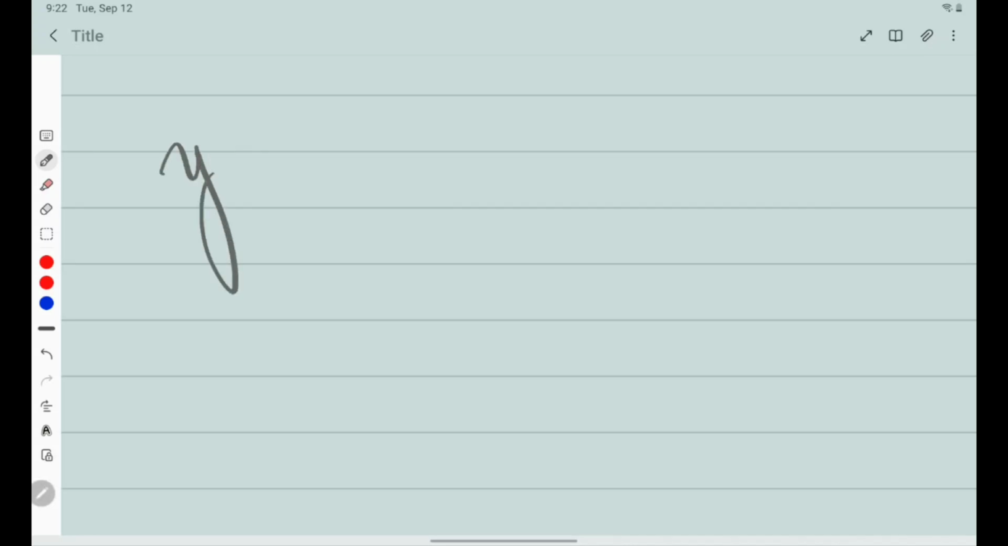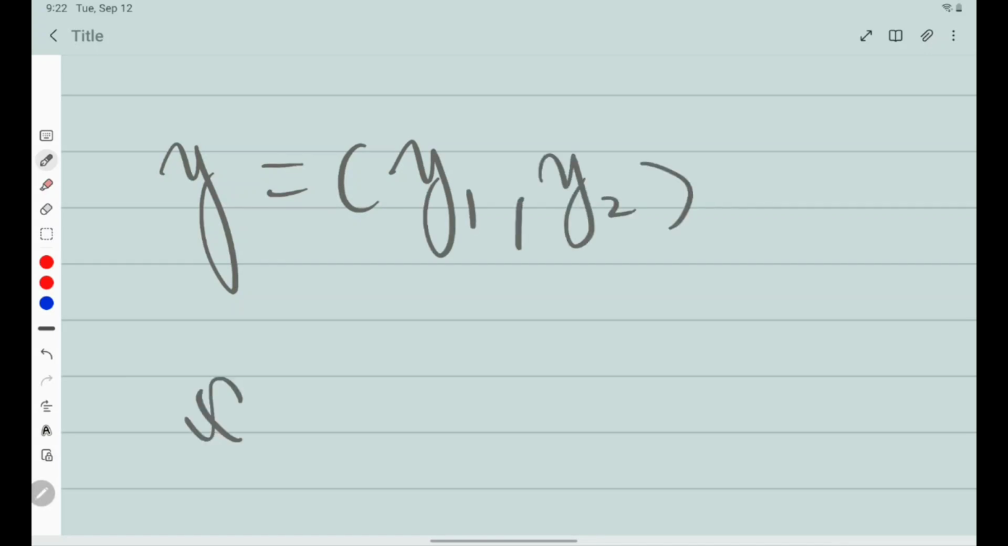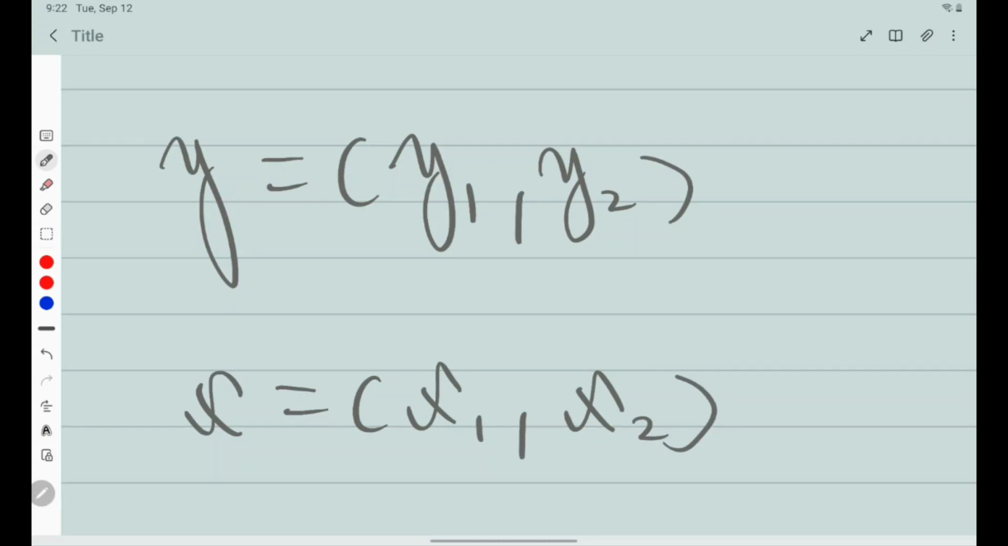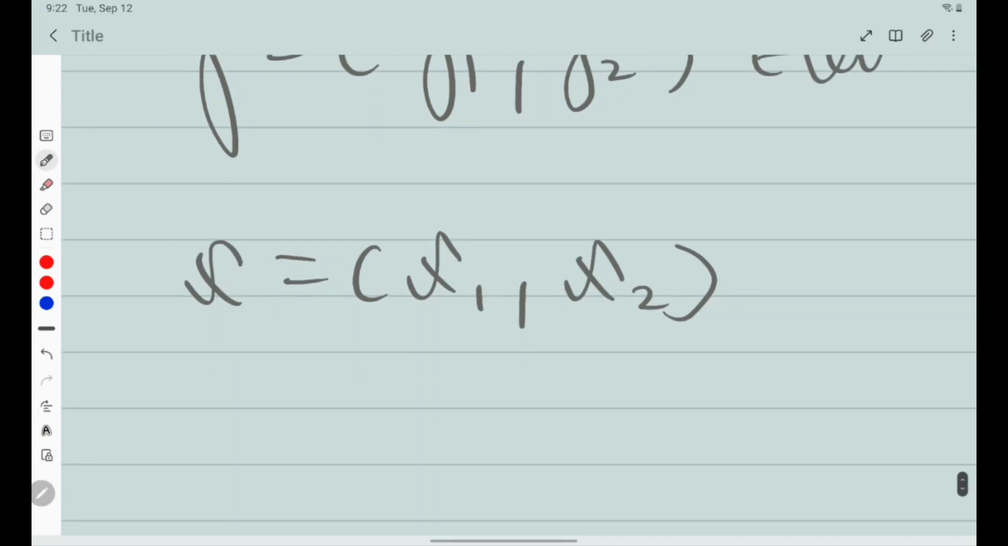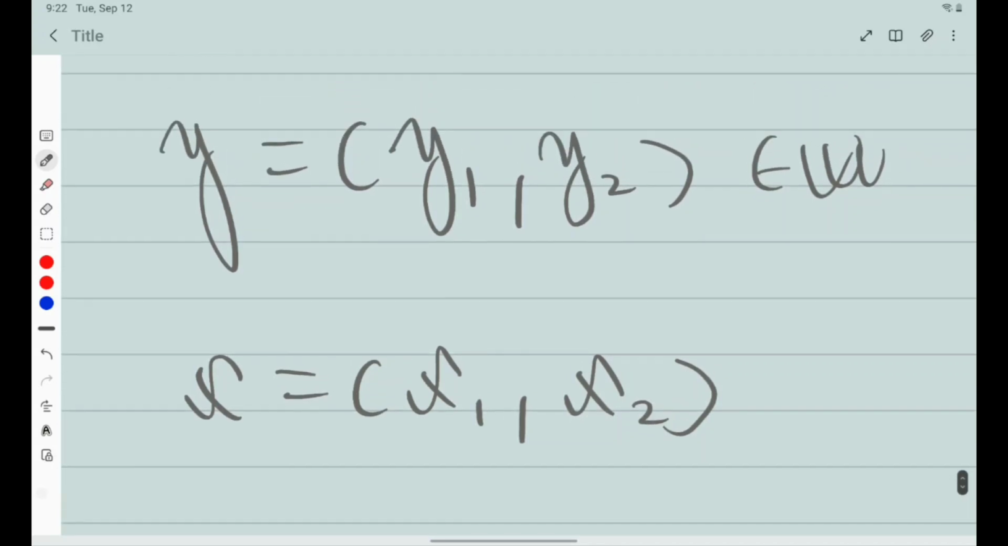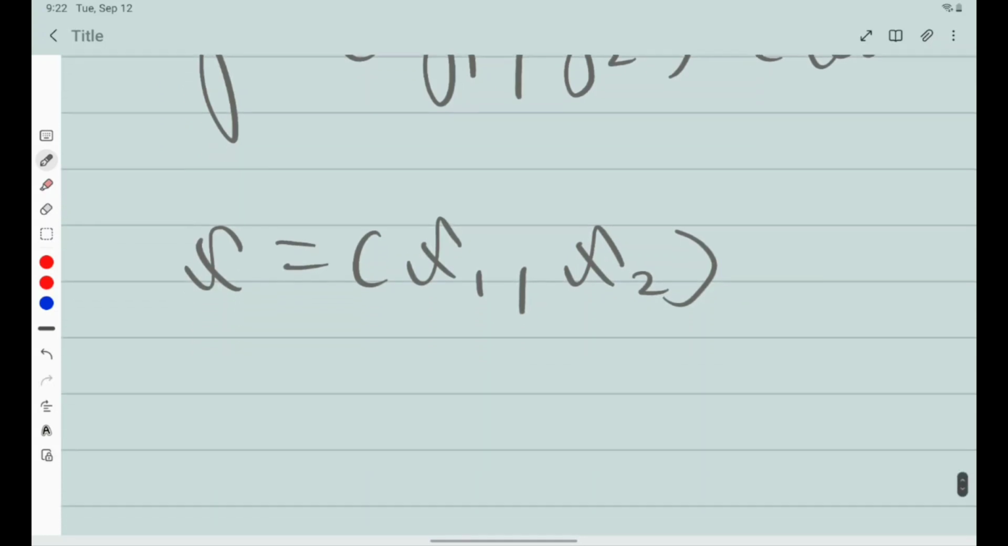So let's take the first vector of y with its elements, and the second vector of x with its own elements. Because these are elements in U, our restricted subset, we know that x1 and y1 are equal to 3 times the second element in each of their lists, respectively.